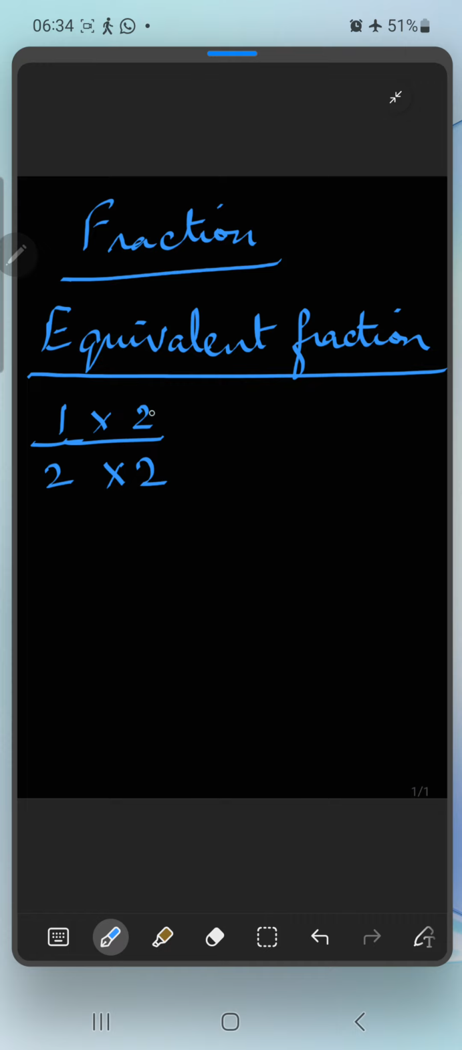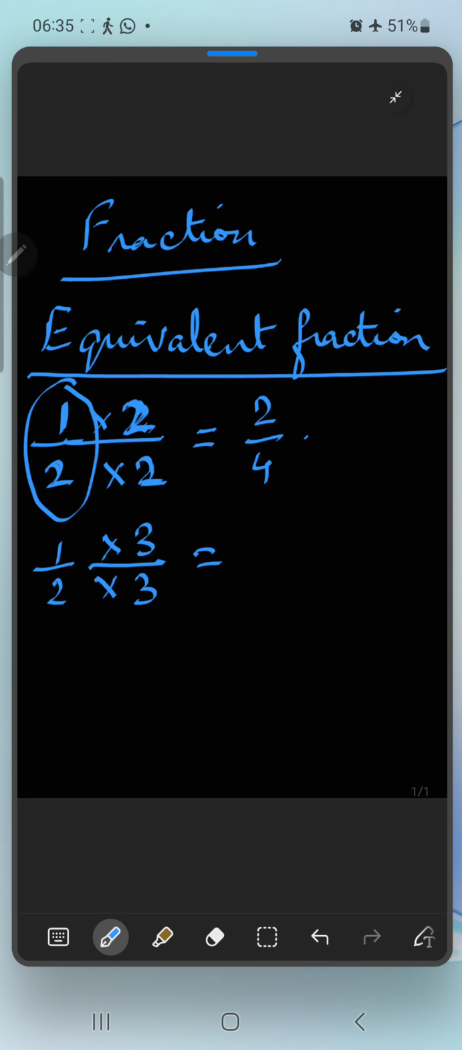Similarly, if I choose another number, suppose I choose 3, I have to multiply my numerator with 3 and my denominator also with the same number. Always remember, you have to multiply with the same number in your numerator and denominator. Because this number is chosen by us, the fraction will not change if we multiply the numerator and denominator by the same number. If we change the number, then the fraction value will be altogether different. So here we get 3 by 6.